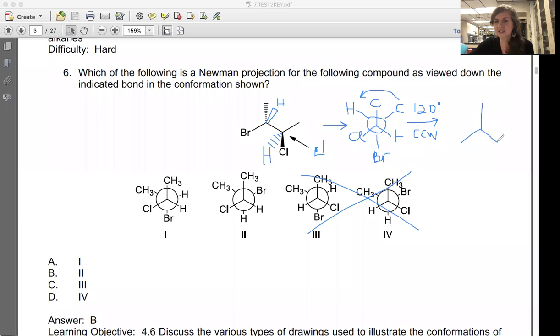Front carbon is still the same: methyl, chlorine, hydrogen, okay? Now the carbon in the back, everything is going to have shifted 120 degrees. So this bond right here will be our methyl. So methyl went here, H went where bromine was, that's down here, and bromine went where the methyl was, that's here. And if you compare this and you compare this, they are identical, okay? So that's how you solve this problem.